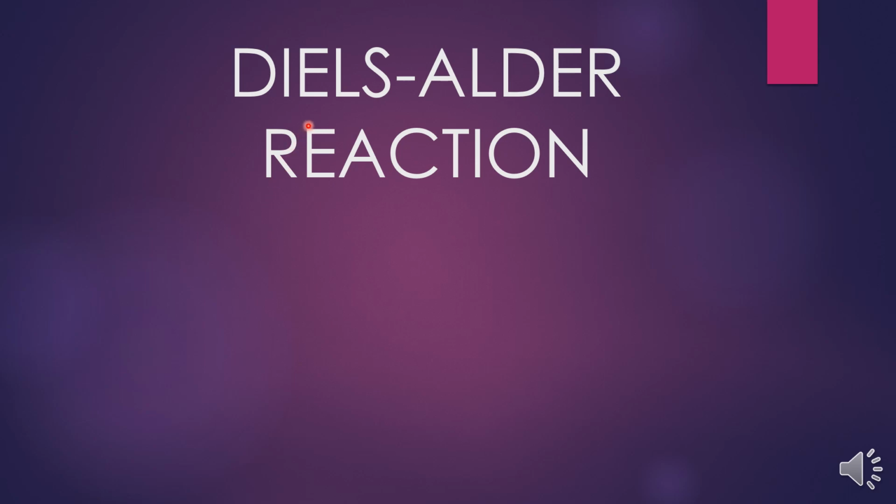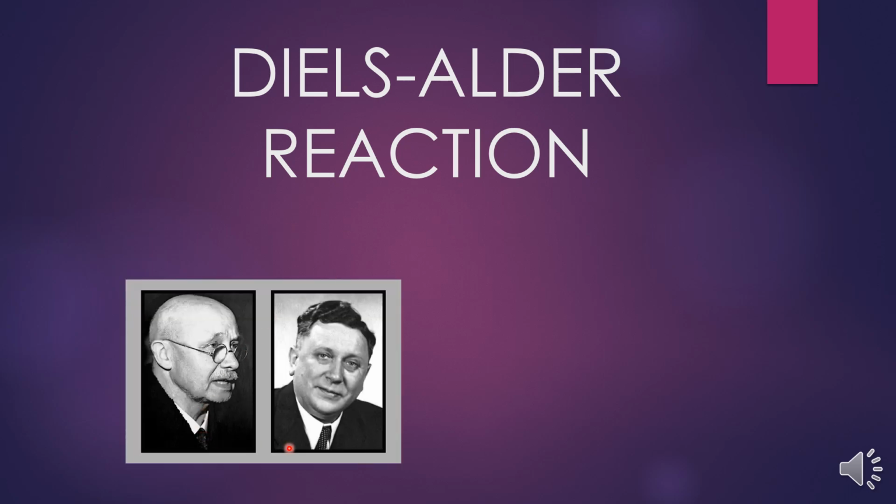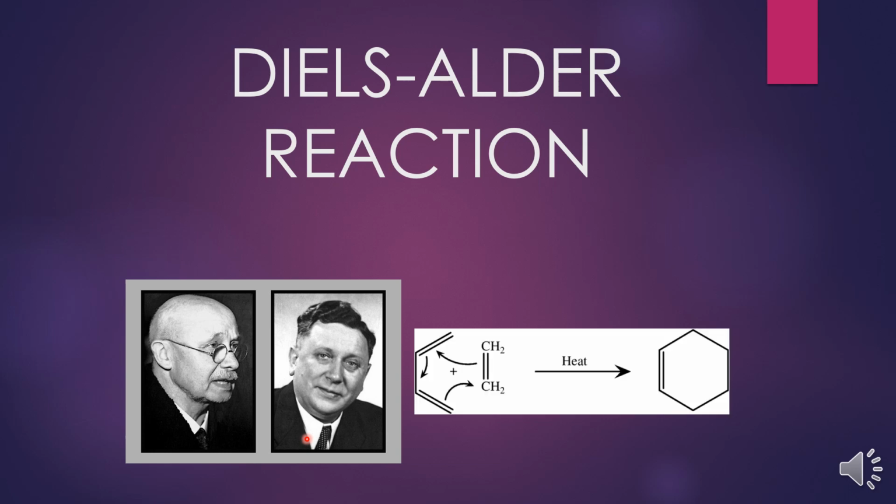Today we will discuss one of the most important and famous pericyclic reactions, the Diels-Alder reaction, which was first reported by these two scientists, Otto Diels and his student Kurt Alder in 1928, and later in 1950 they received a Nobel Prize for this reaction. And this is the general schematic representation for the Diels-Alder reaction.